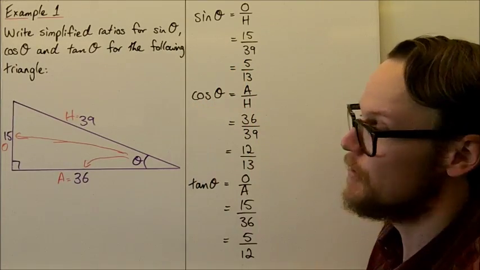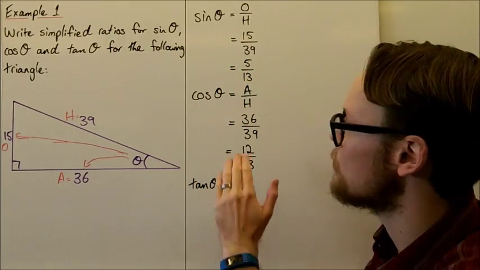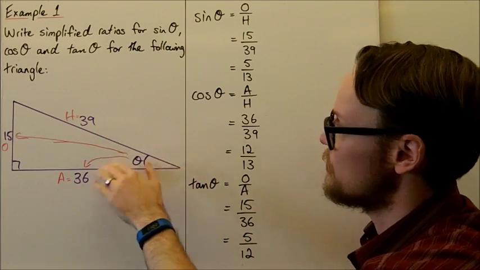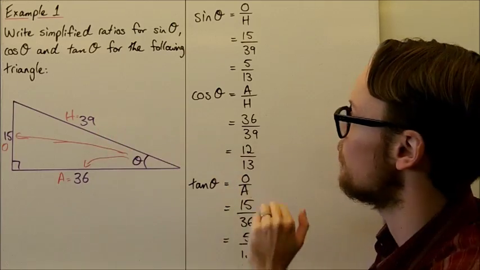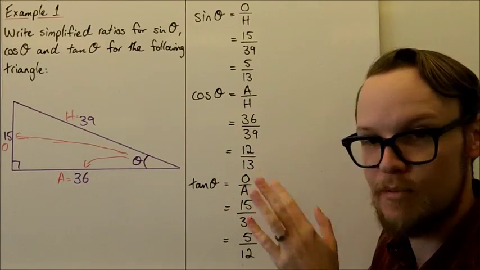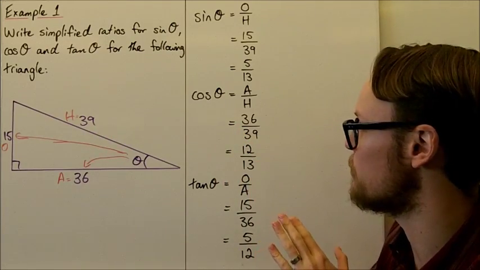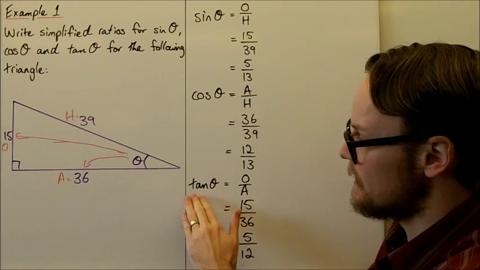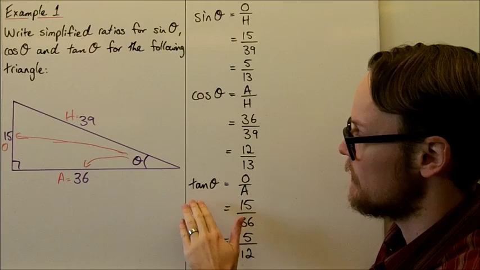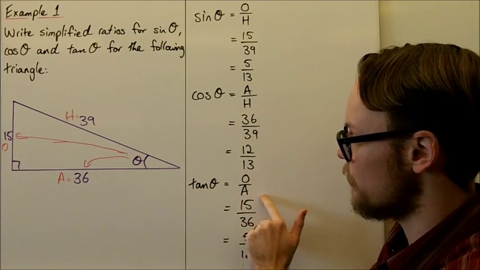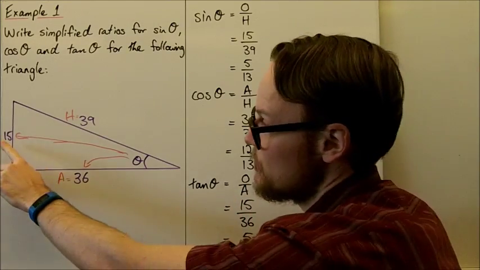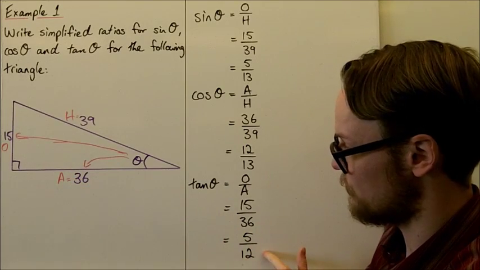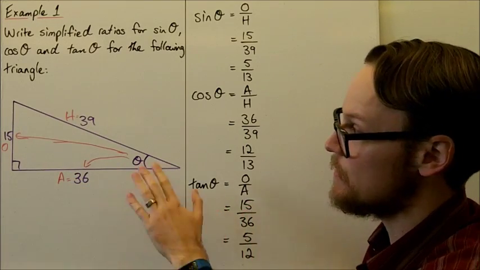For cosine, the cosine ratio, cosine of the angle, that's the adjacent side divided by the hypotenuse, the ratio of the adjacent side to the hypotenuse, 36 over 39. Once again, divide both the top and bottom by 3 to simplify it, 12 over 13. And tan of our angle, the tangent ratio, is opposite over adjacent, so the opposite side is 15 over 36, 5 over 12.